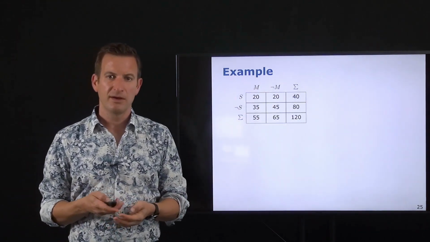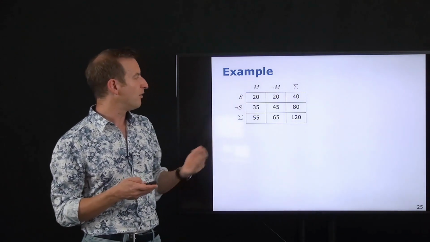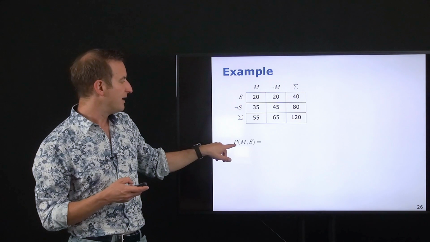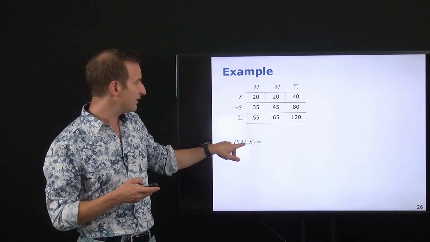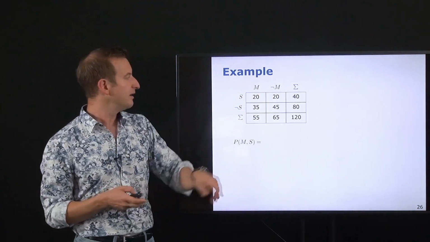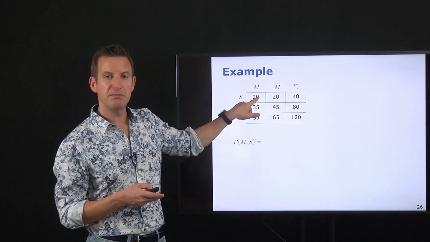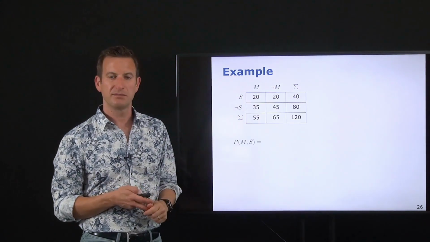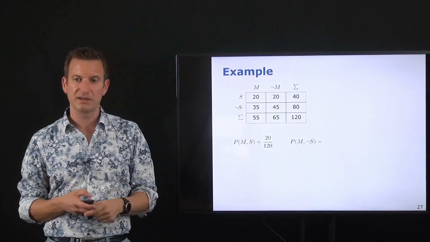my joint. So we can compute the probability for all those combinations. So for example, P of M and S, that is, the person is a male and a smoker. What's the probability for that? The probability that the person is a male and a smoker is, out of my population here, 20 people out of 120. So it's 20, the cell over here, divided by 120.